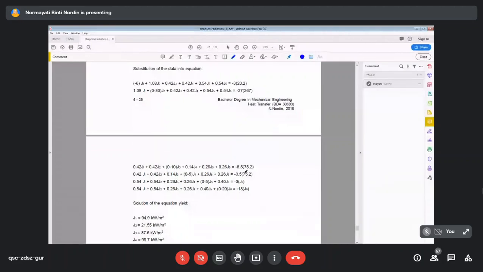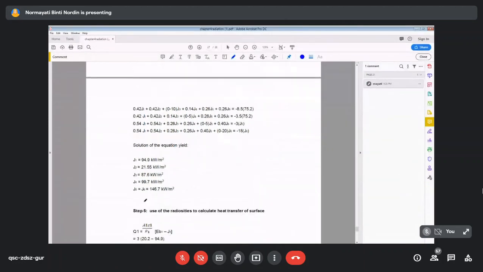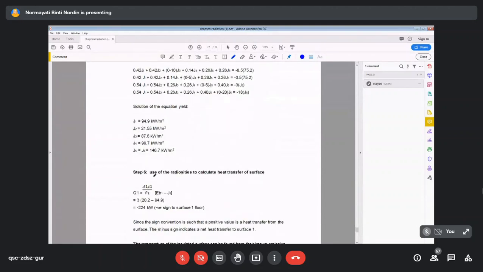Ataupun yang mana pandai programkan calculator, so cuba programkan calculator untuk solve the equation pun boleh, tak ada masalah. Okay, so once you have all the radiosity values, maksudnya the ultimate penyelesaiannya iaitu you nak cari nilai heat transfer rate to surface 1 ataupun from surface 1 depending on the signs that you got.